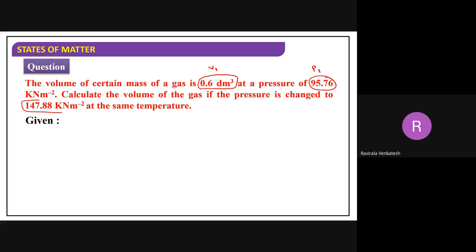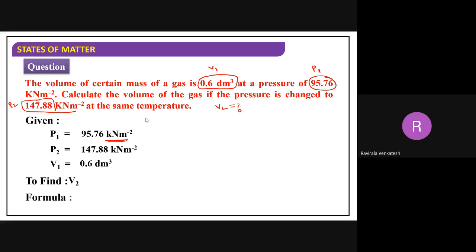Now this one will be P2. Now what are they asking here? V2 they are asking. Same formula, but the units are different here. That is the only thing we have to observe. P1 is 95, P2 is 147, V1 is 0.6 decimeter cube, and they are asking V2. Now you don't need to change anything. Don't change this one, kilo Newton meter to the power of minus 2. Don't change anything.